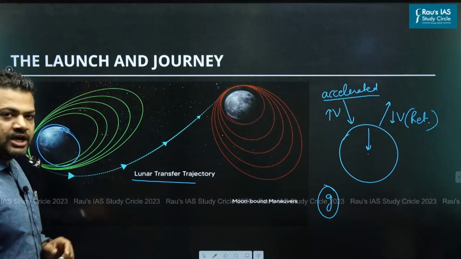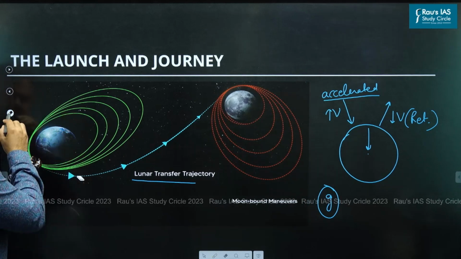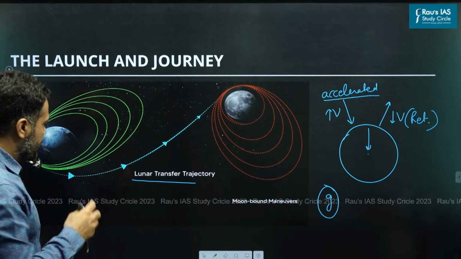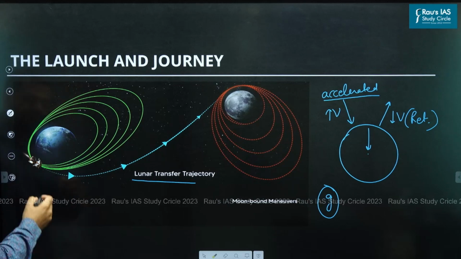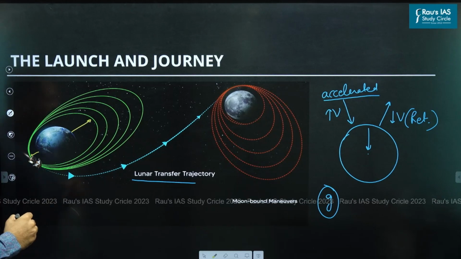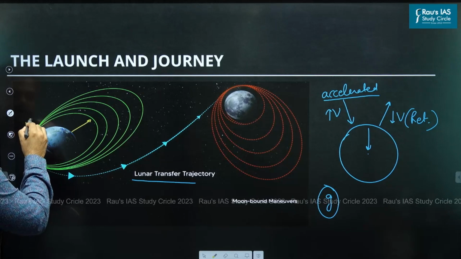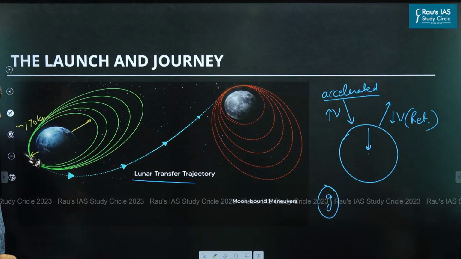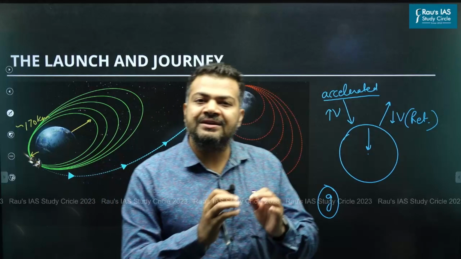Now what ISRO did here, they basically did not deploy this Chandrayaan directly out of the Earth's gravity. Rather, they first took the Chandrayaan and deployed it in an elliptical orbit. The elliptical orbit kept the perigee at approximately 170 kilometers from the Earth's surface, and the apogee kept on shifting. We call this mechanism the orbit raising maneuver.